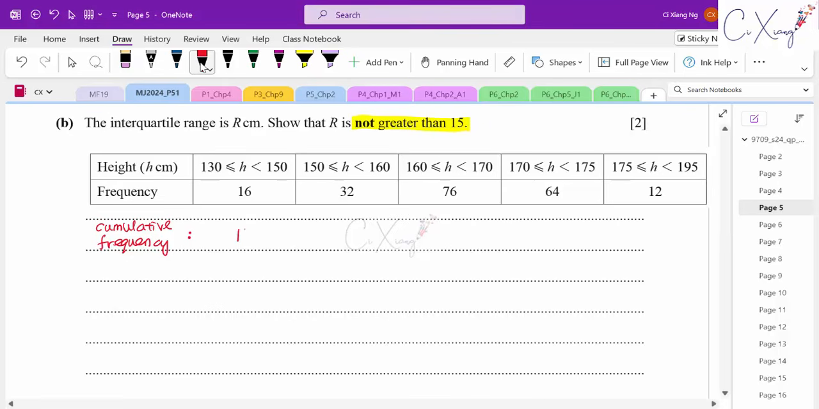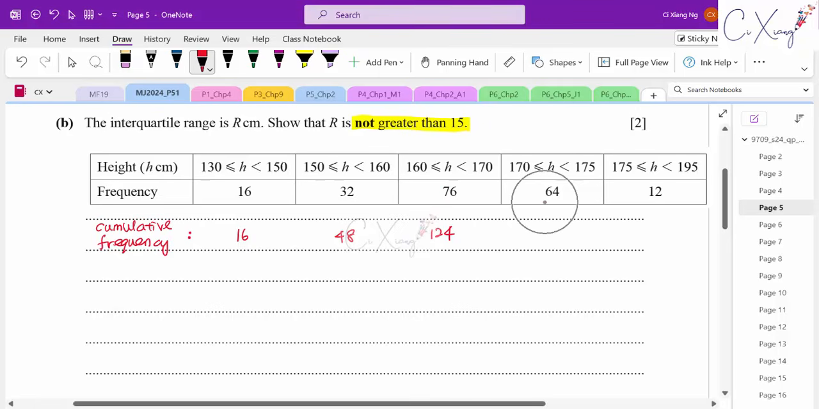So the first class, of course, is 16. For the second class, the cumulative frequency is 16 plus 32. So by right, you should have 48. Then after that, plus 76. 48 plus 76, you get 124. Then 124 plus 64, you have 188. And after that, plus 12, you get 200. So this is your cumulative frequency.